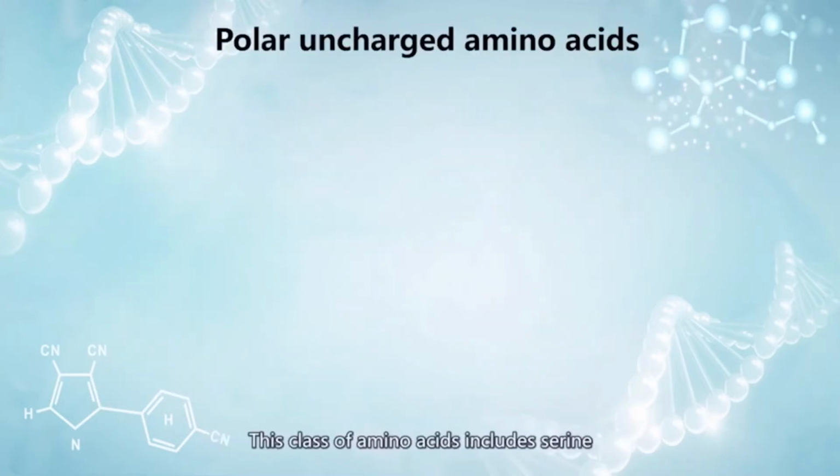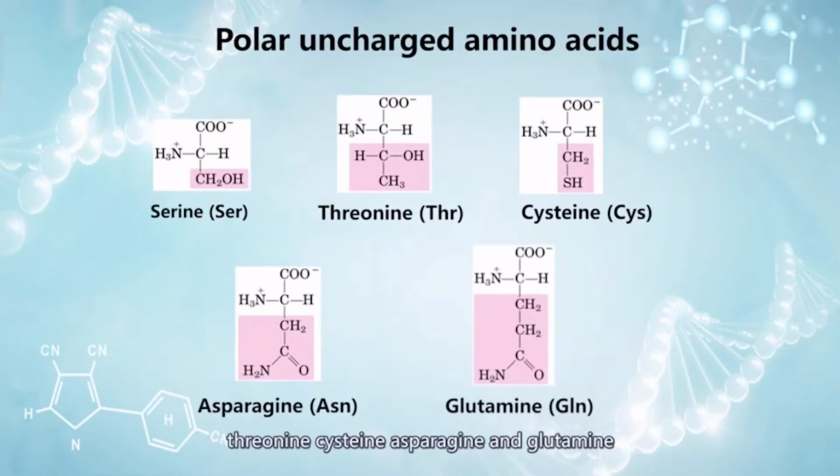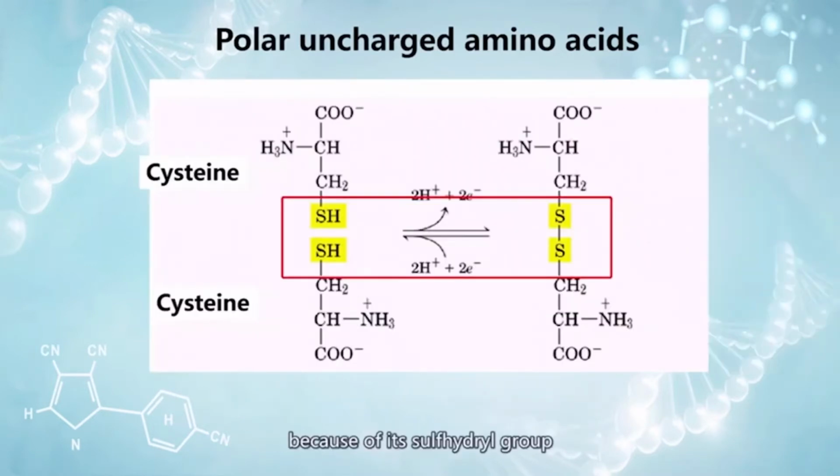The second group is polar uncharged amino acids. This class includes serine, threonine, cysteine, asparagine, and glutamine. They are more soluble in water, or more hydrophilic, than the nonpolar amino acids, because the R groups of these amino acids contain hydroxyl groups or amide groups, which may form hydrogen bonds with water, but the cysteine is quite modest because it has a sulfhydryl group.